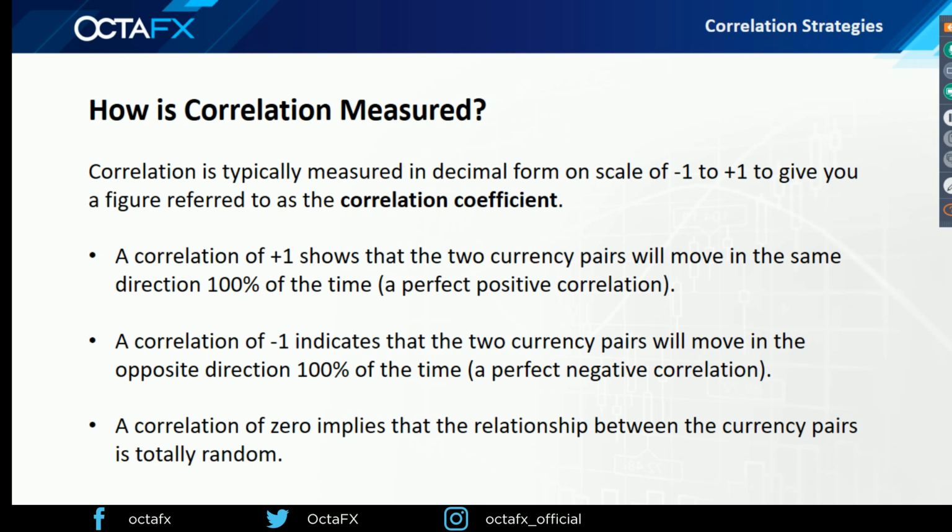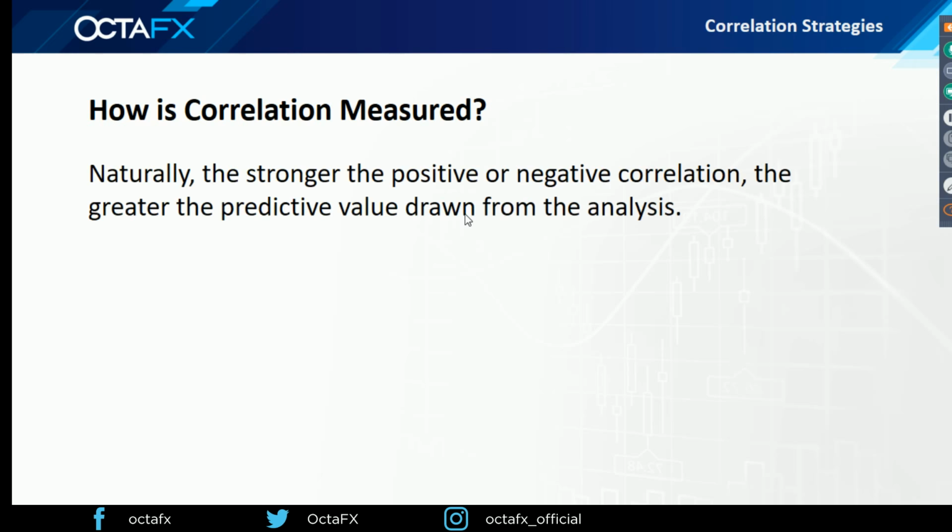So what we know from this is that the most useful correlation coefficients are those that are very high to the plus side or to the negative side. So 0.7, 0.8, 0.9 are really the more interesting ones, and the ones closer to 0 are not so interesting. Naturally, the stronger the positive or negative correlation, the greater the predictive value that can be drawn from the analysis.